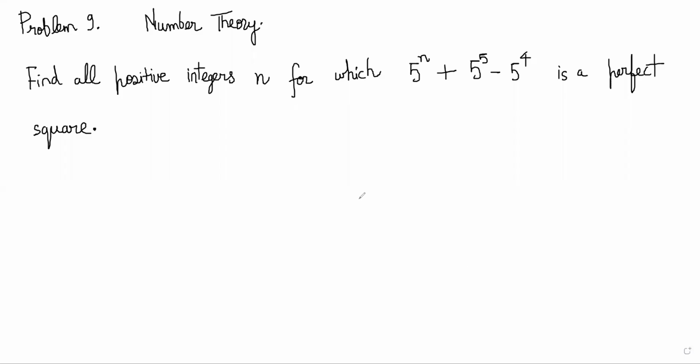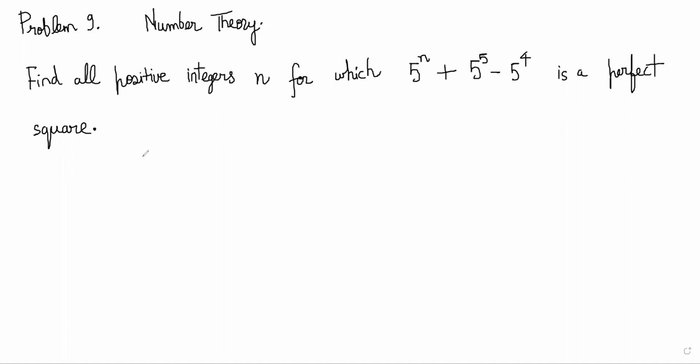Hi. So in this problem, we are going to look at a very simple number theory question. I wanted to show you some questions which could technically appear in PRMO and sometimes even in multiple choice questions in JEE Advanced. So the question is: find all positive integers n for which 5 power n plus 5 power 5 minus 5 power 4 is a perfect square.